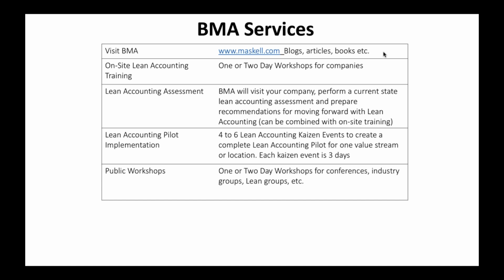And this lean accounting assessment can sometimes be combined with on-site training. We also offer pilot implementation services. This is anywhere from 4 to 6 lean accounting Kaizen events to help you create a lean accounting pilot for your company for one value stream or one location. Each of these Kaizen events is 3 days. Depending on how deep you want to go into lean accounting, that's why it's either 4 to 6 events.